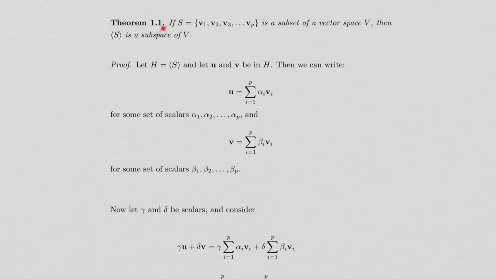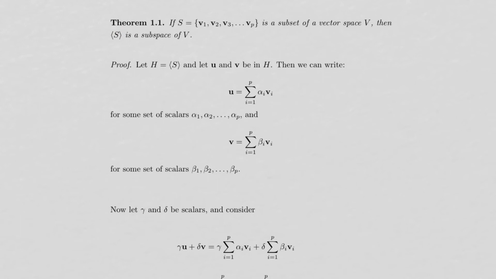Here's a handy theorem that makes this even easier in some cases. If S is a set of vectors v1, v2 up to vp, and it's a subset of vectors in a vector space V, then the span of S is automatically a subspace of V. This is really handy because instead of checking closure, if we can figure out that a given set is the span of a subset, then we know it's a subspace.